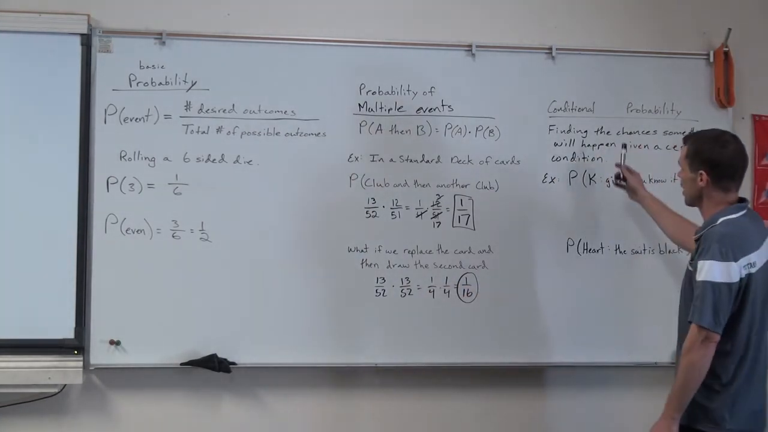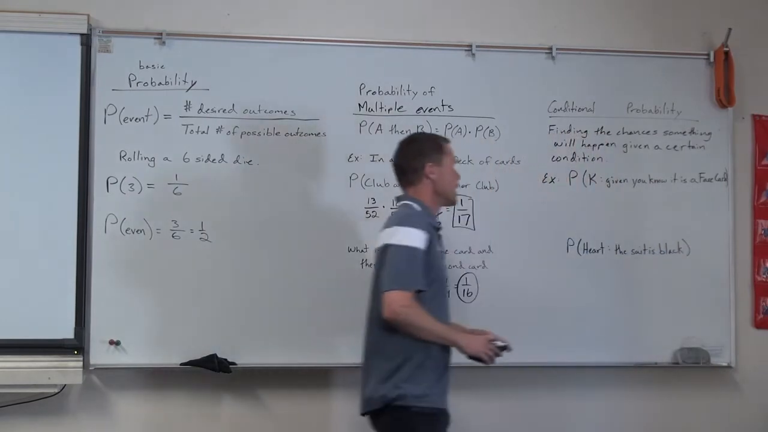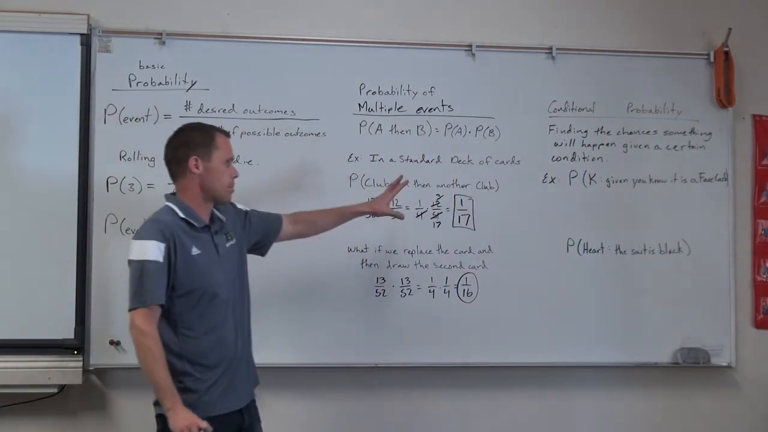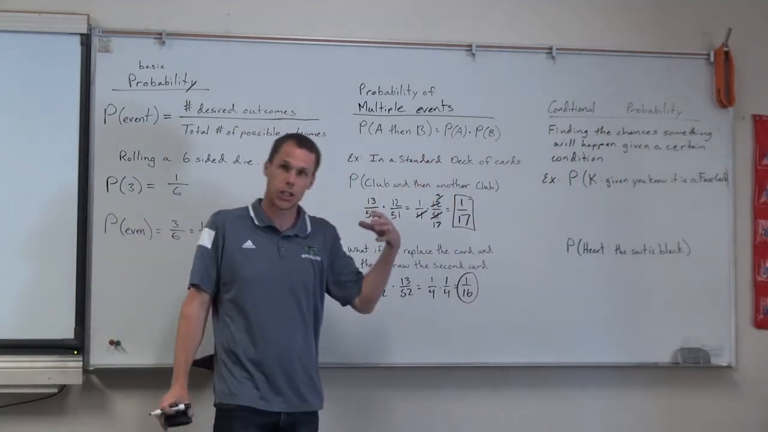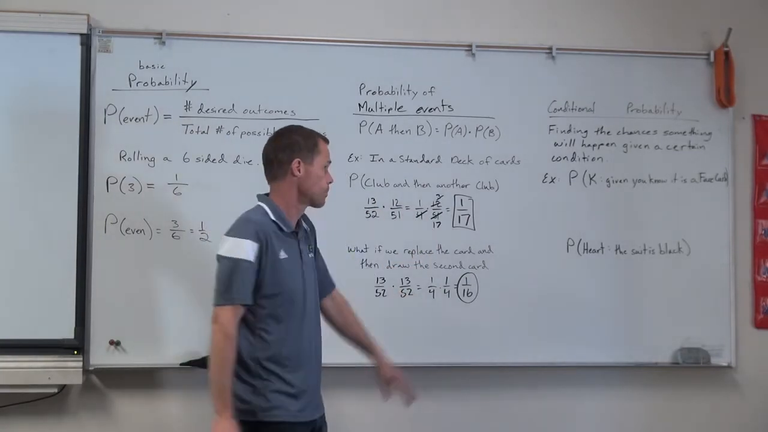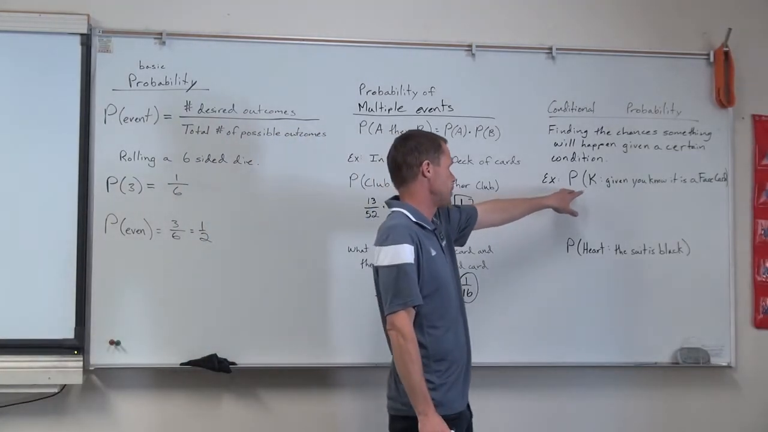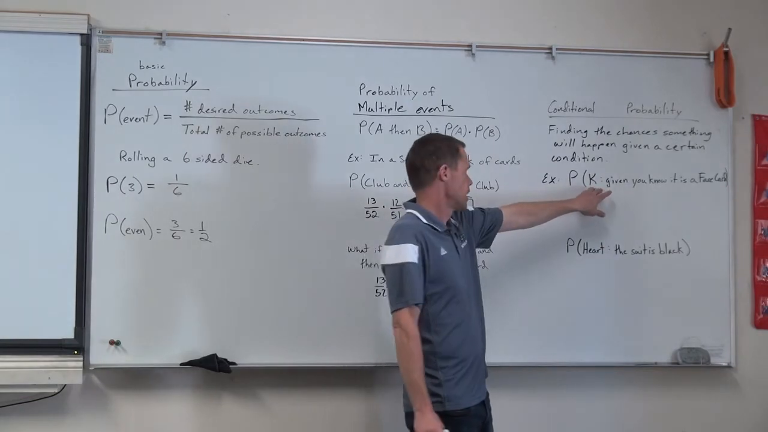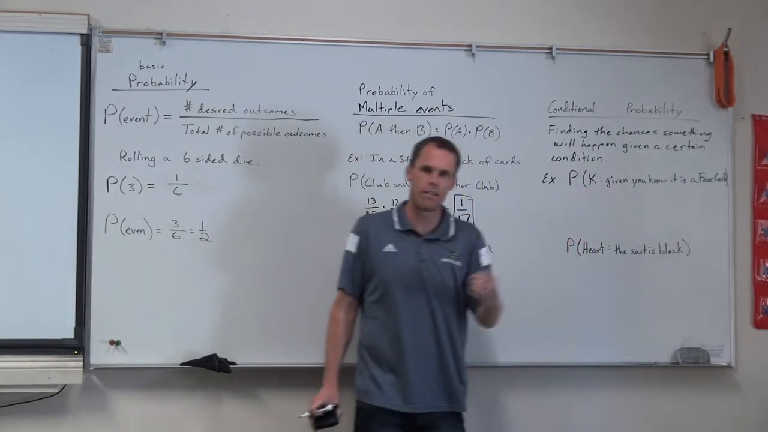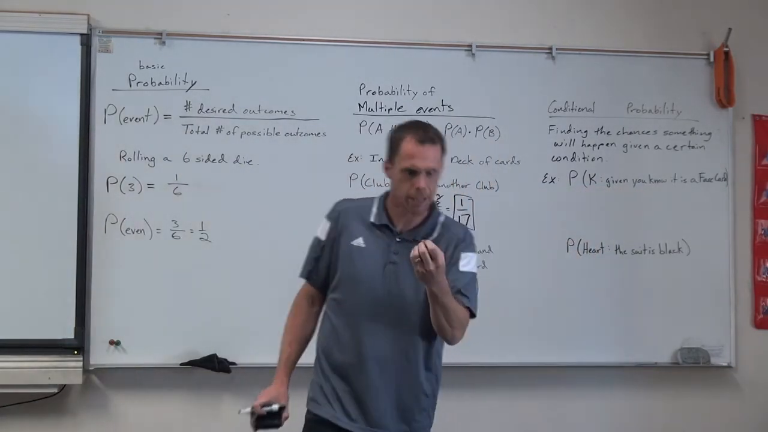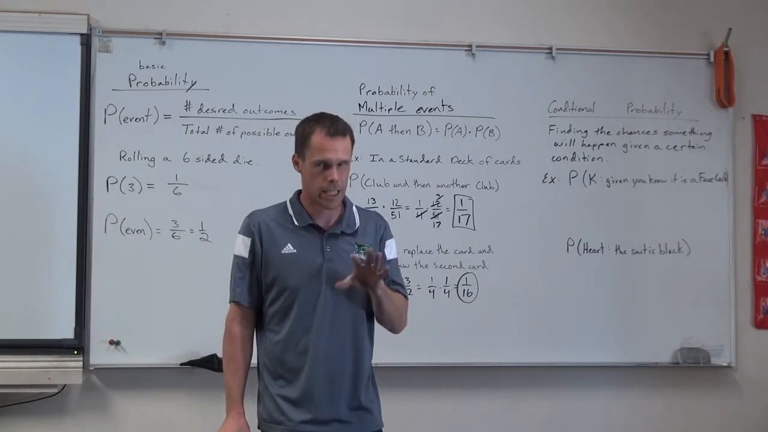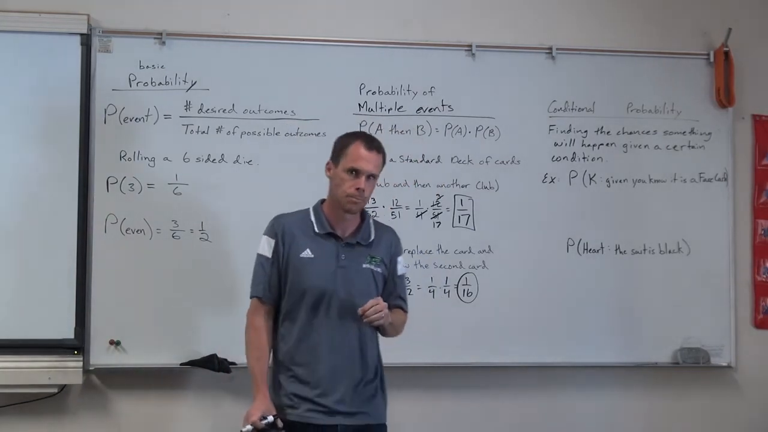The last thing we're going to cover is conditional probability. That just means finding the chances that something will happen given a certain condition has already happened. For example, the probability of drawing a king, given that you know it's already a face card. So somebody drew a card and said, it's a face card. Now what are the chances it's a king?